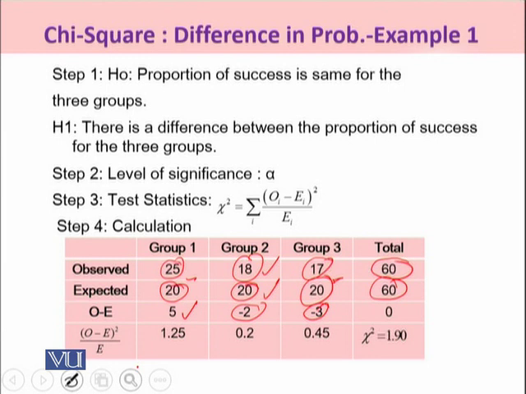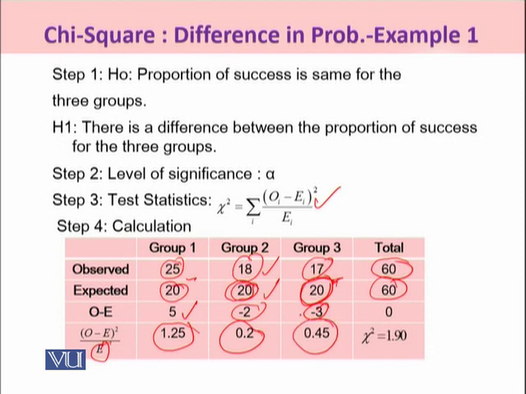After that students, according to the formula, we have to take the square of O minus E. So 5 squared is 25. When you divide this by 20 according to the formula, we get the value 1.25. Similarly, if you square minus 2, it will give you 4. 4 divided by 20, the corresponding expected value, gives you 0.2. Similarly, the square of minus 3 will be 9. 9 divided by the expected frequency 20 gives you 0.45.